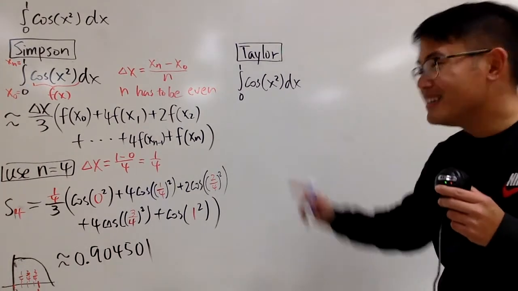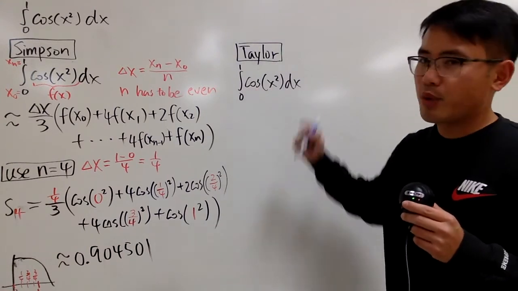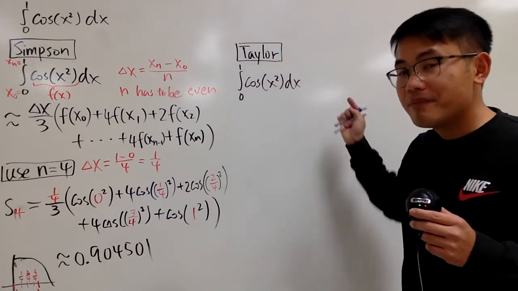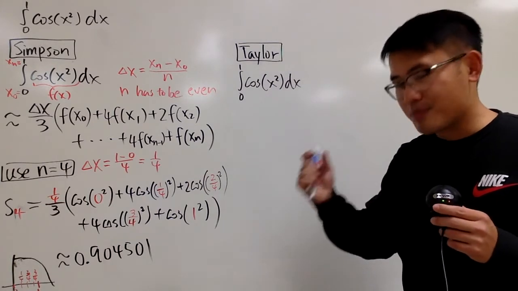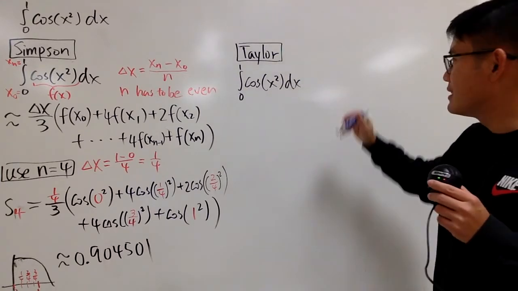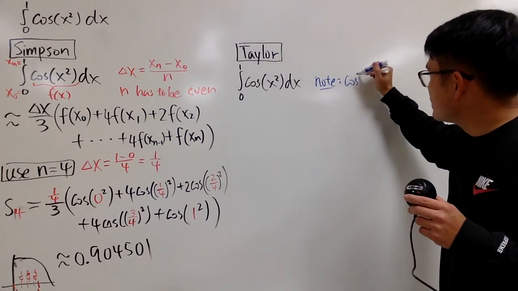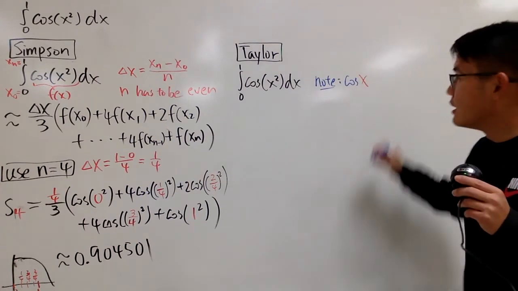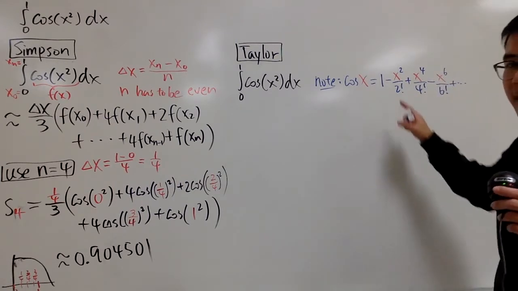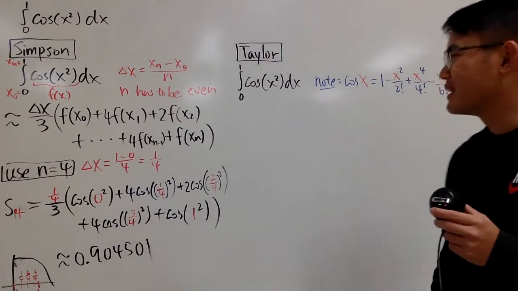Anyway, to take care of this, as I said earlier, we cannot integrate cosine of x squared. But if we change this to the Taylor series form, then we can just integrate them term by term. So thanks to the dad, Taylor, let me write this down for you guys. We have to know that cosine of just x, what this is going to give us. Notice you have the even powers and also the even factorials. And then this right here alternates. So this is how you can remember cosine x.